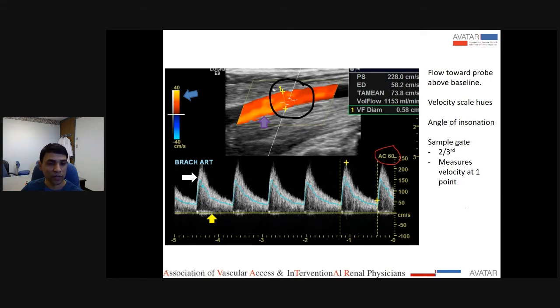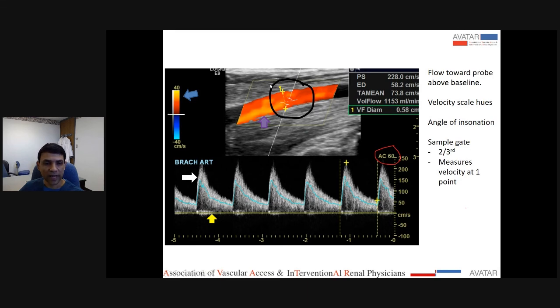As you come back to the color Doppler in the middle of the screen, where the purple arrow is, you can see that there are some yellowish areas surrounded by red areas. The areas that are yellow, when you look back at the color scale to the left, tell you the velocities are higher. If you look below, where the yellow arrow is, is the baseline. So flow towards the probe results in a graph that is above the baseline. If the flow is away from the probe, then this waveform will be below the baseline.